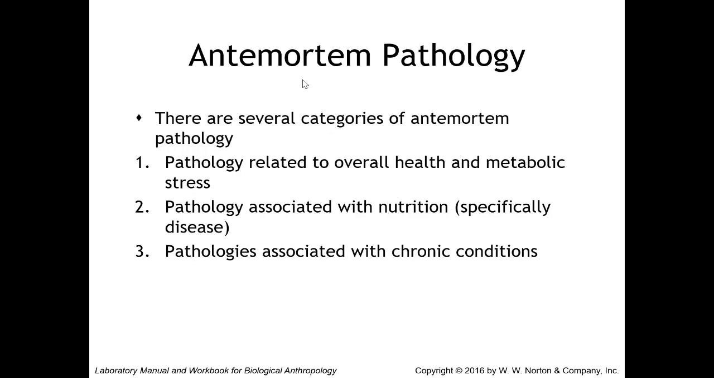There are several categories of antemortem pathology. This includes pathology related to overall health and metabolic stress. Often, when the body is under nutritional stress, it compensates by slowing down bone growth and focusing on metabolic energy elsewhere. When the nutritional stress is over, the bone then begins growing regularly again. Stress indicators are routinely used in the analysis of skeletal remains.